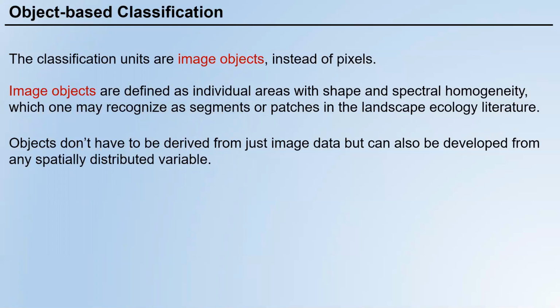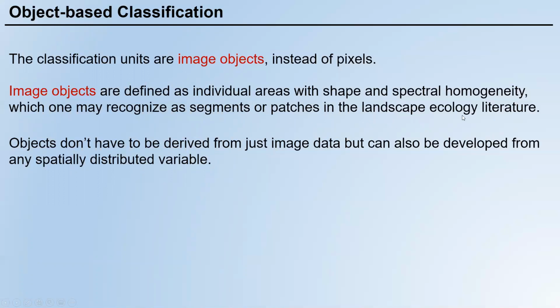knowledge of a lot of things. For example, the shape of an object in your image, or the spectral characteristics of objects in your image, to decide how to create image objects before carrying out object-based classification. You may recognize these as segments or patches in the landscape ecology literature. So these objects can also be called segments or patches.